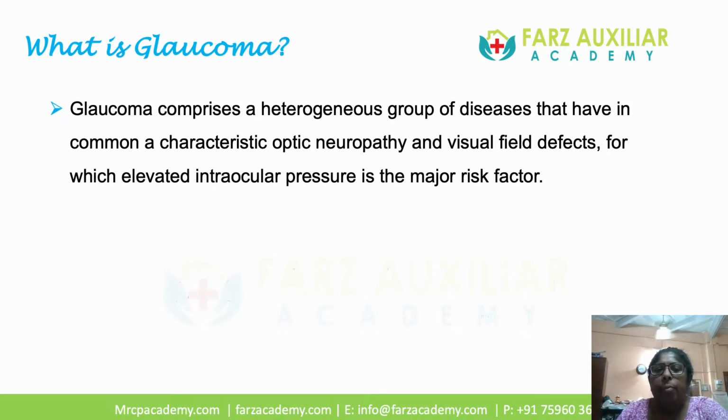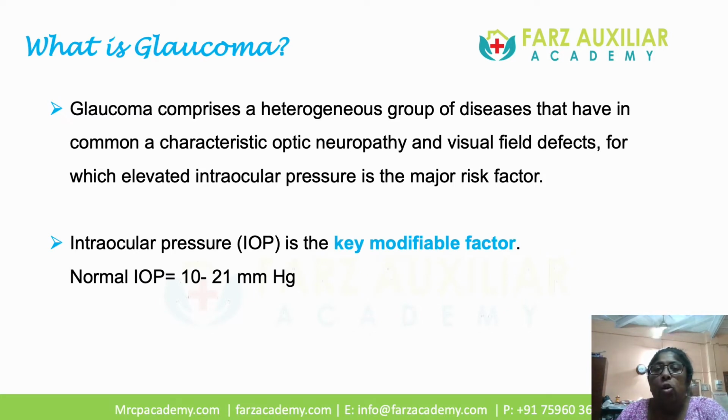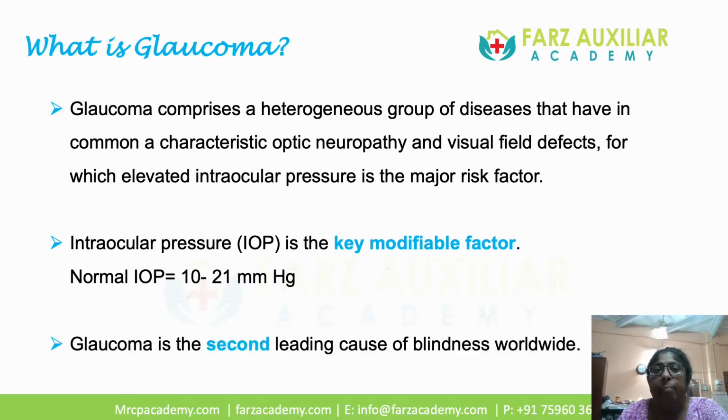What is glaucoma? It comprises a heterogeneous group of diseases that have in common a characteristic optic neuropathy and visual field effects, for which elevated intraocular pressure is the major risk factor. Intraocular pressure, or IOP, is the key modifiable factor. Normal IOP is 10 to 21 millimeters of mercury. Glaucoma is the second leading cause of blindness worldwide.